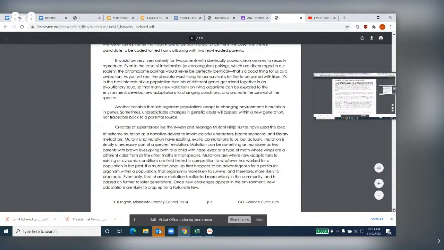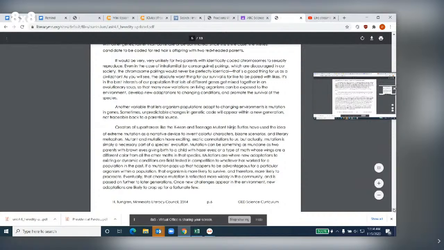Mutant and mutation have exciting, exotic connotations to us, but actually mutation is simply a necessary part of species evolution. Mutations can be something as mundane as two parents with brown eyes giving birth to a child with hazel eyes, or a type of moth whose wings are a different color from all of the moths in that species. Mutations are where new adaptations to existing or dynamic conditions in a field are tested in competition to whatever's worked for a population in the past.